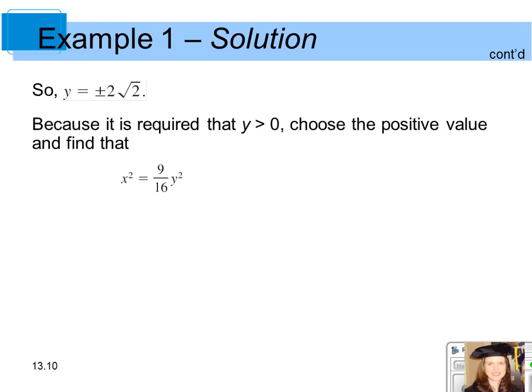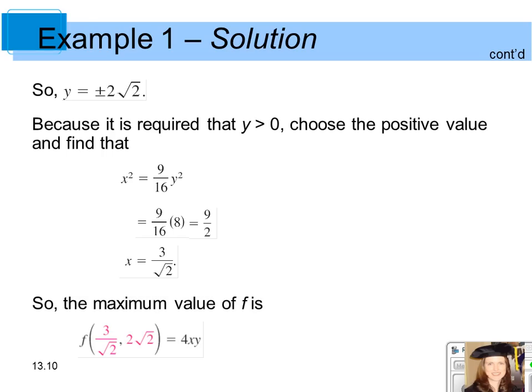Now, because it is required that y is greater than 0, we're going to choose the positive value. Now that you know what y is, go back to the equation we found by combining equations 1 and 2. Plug in the value you found for y and simplify to get x. So we're plugging in that square root of 8 and simplifying. So x squared is 9 over 2. That means x is equal to 3 over the square root of 2. So you have a value for x and a value for y.